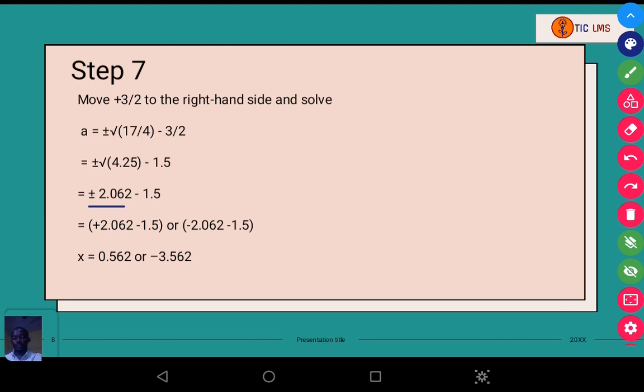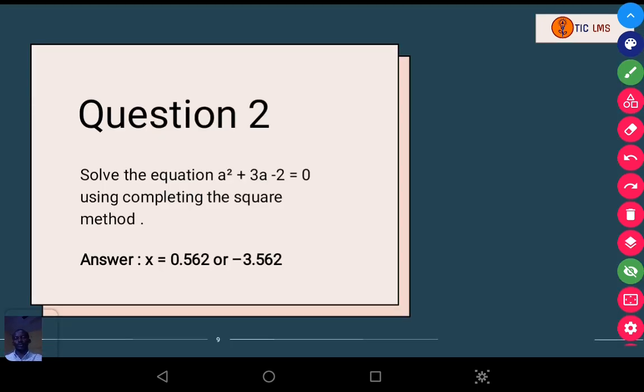The next thing is we're going to separate the positive 2.062 and the negative 2.062, because this means plus or minus. So you separate it. Now you do this, get this, and then when you subtract this, you get this. So we've gotten the values of our a. Okay, so the question has an answer.